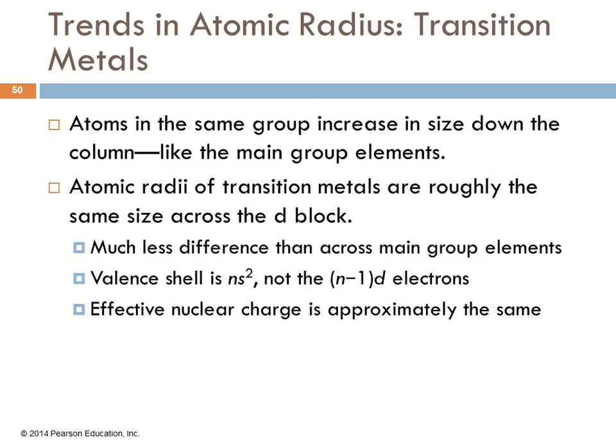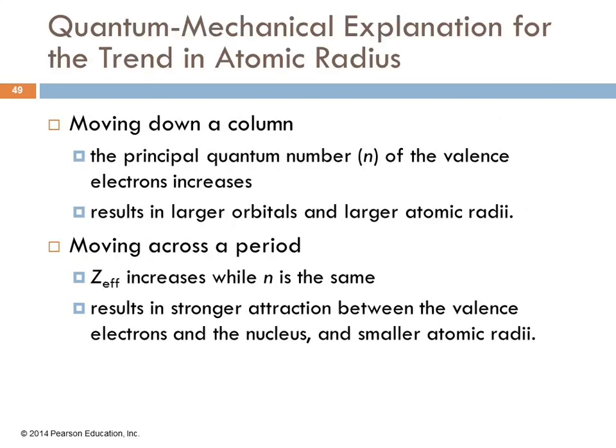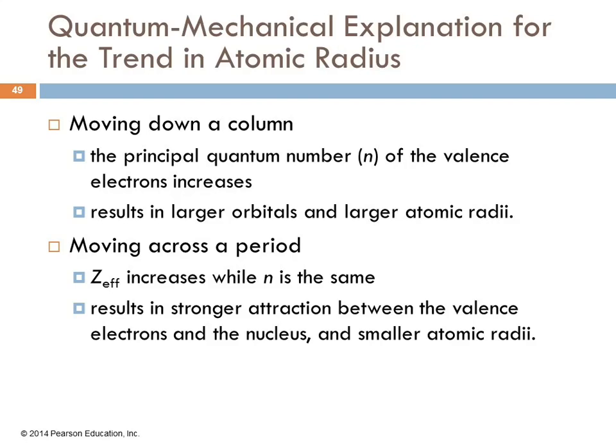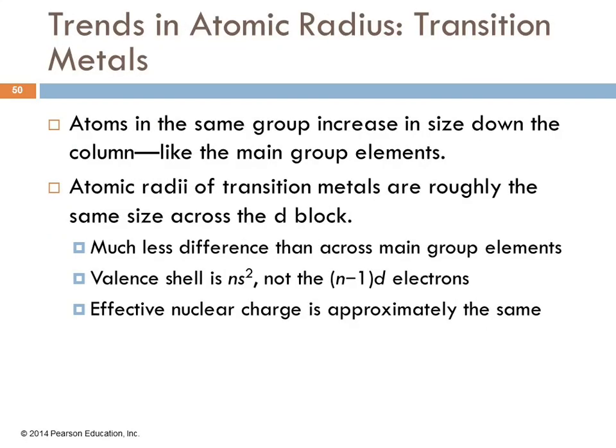On the graph, we saw that there was a little bit of a dip. Let me go back real quick there. So here in the green, we see that there's a little bit of a trend, but it goes down and comes back up, and it's not very predictable. All of these guys, these period 5 transition elements, are similar in atomic radius. So there's much less difference for them than across the main group elements.